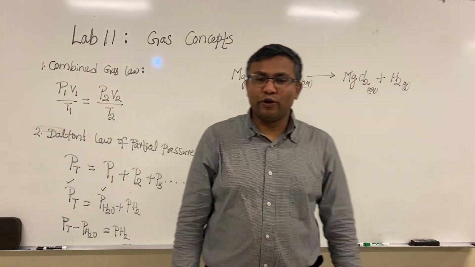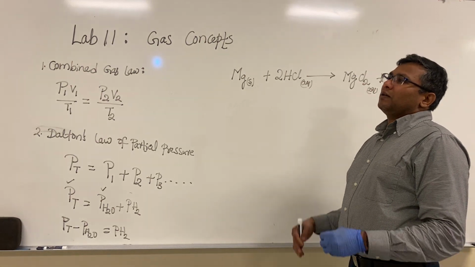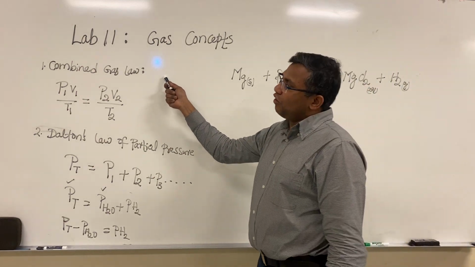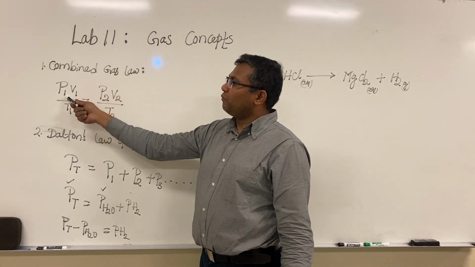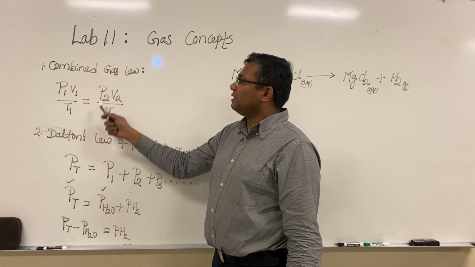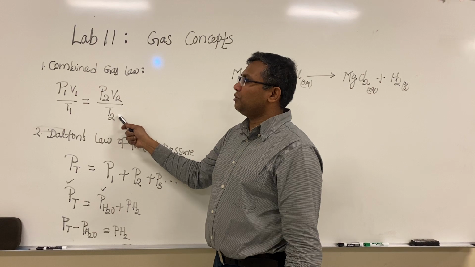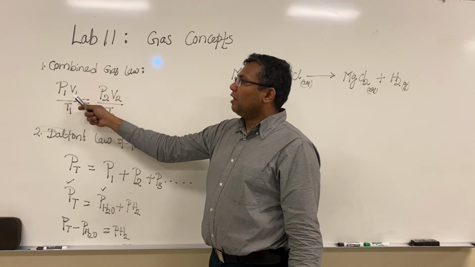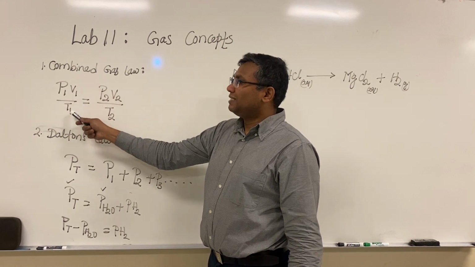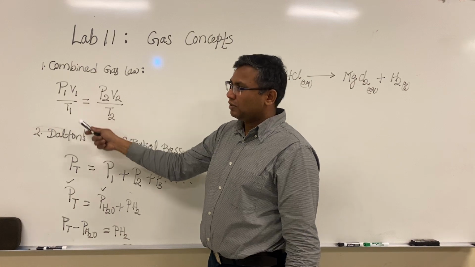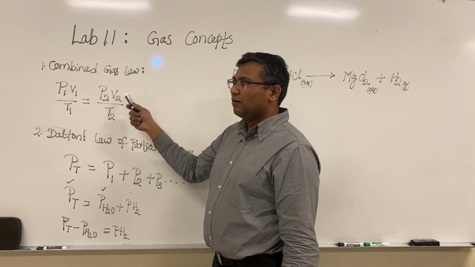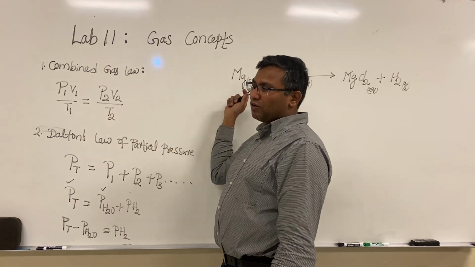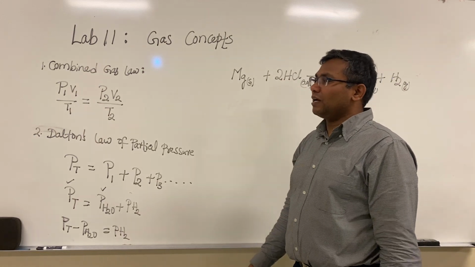So in this experiment we're going to use two types of gas laws. One is called the combined gas law. This combined gas law is P1 V1 over T1 is equal to P2 V2 over T2. What is P1? It's the initial partial pressure. V1 is initial volume, T1 initial temperature, P2 final pressure, final volume, final temperature. So we are going to use this combined gas law in doing our gas concepts experiment.